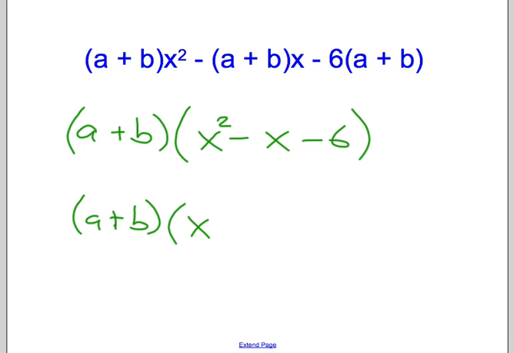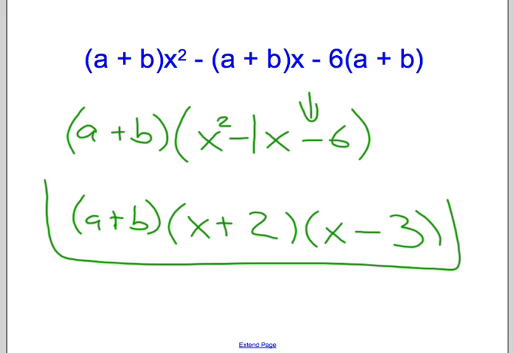And then this is going to factor to x and x. Looking at the second sign, it's negative, so the signs are going to be different. I want the factors of 6 that have a difference of the coefficient, which would be a 1: 2 and 3. Our first sign is a negative, so we want the 3, or the bigger factor, with that sign. This entire piece is your answer. Don't leave off that sum, that quantity.